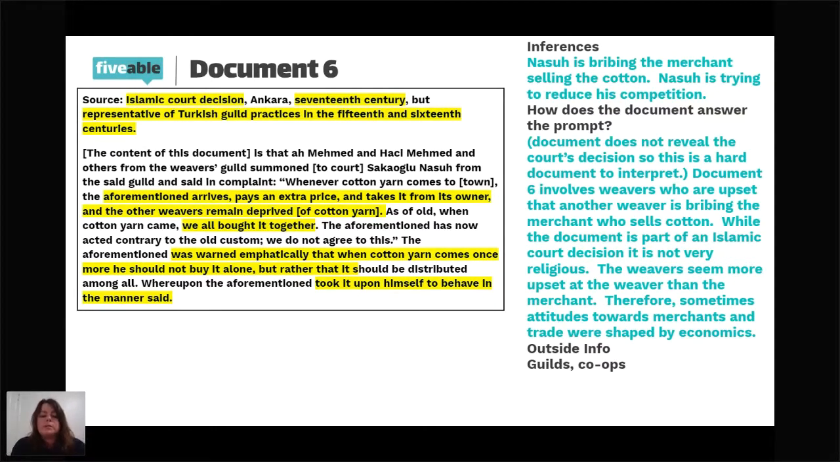So I put: document 6 involves weavers who are upset that another weaver is bribing the merchant who sells cotton. While the document is part of an Islamic court decision, it is not very religious. The weavers seem more upset at the weaver than the merchant, right? They're not so upset about the guy selling the cotton. They're upset about the one weaver who's hogging it, right? So therefore, sometimes attitudes towards merchants and trade were shaped by economics, right? To me, this wasn't so much cultural or traditional beliefs, but that just may be me in teacher mode, thinking too much about it.